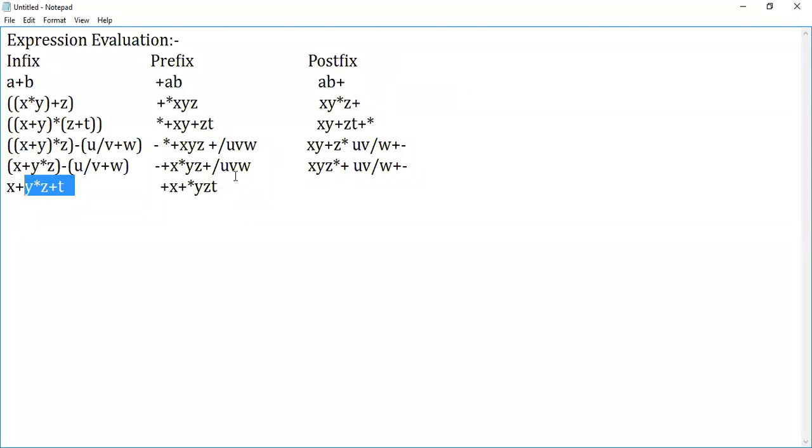Okay, start doing for postfix. Yeah, Moni, that's good. The answer is right.